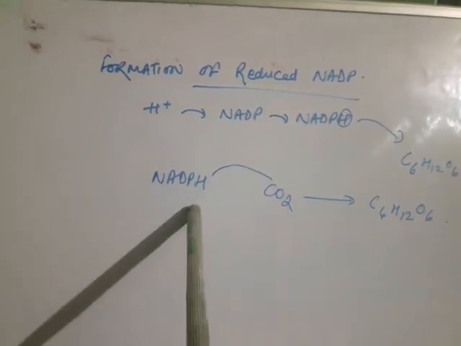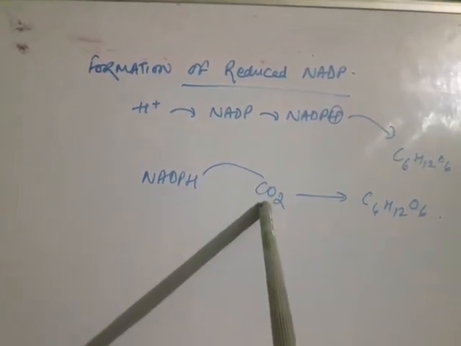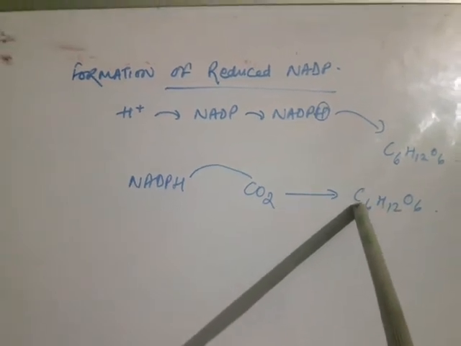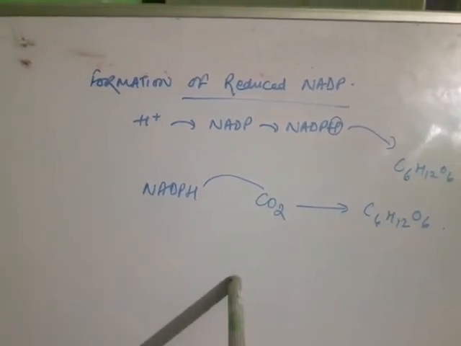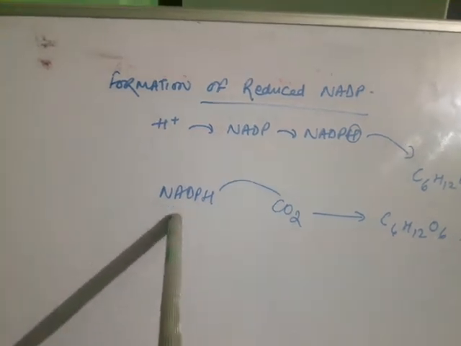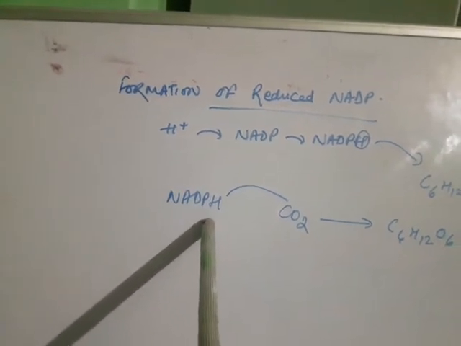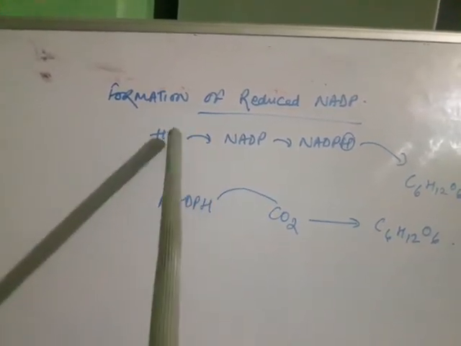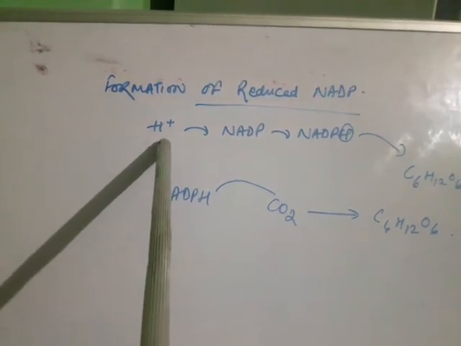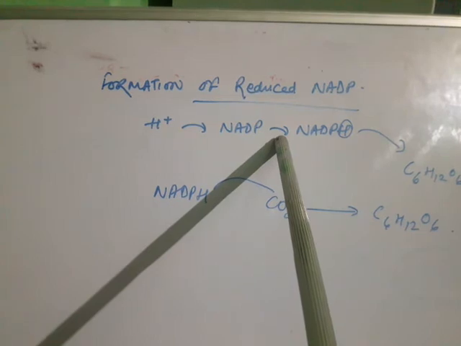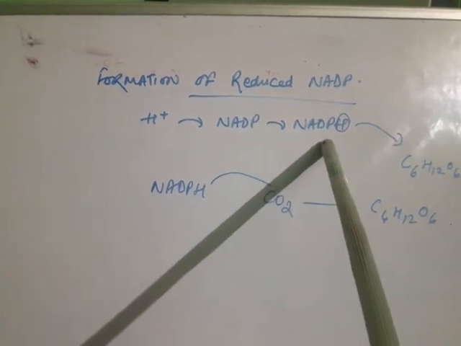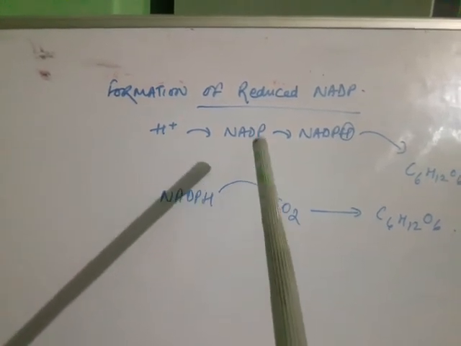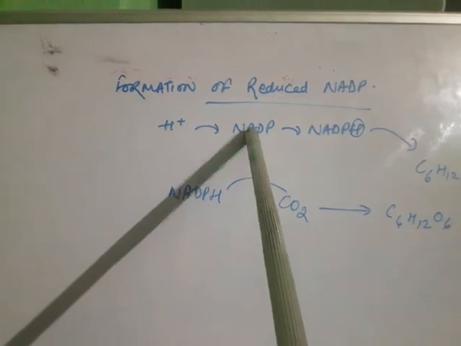Not only that, NADPH plays a role in reducing carbon dioxide. It helps carbon dioxide form the carbon and oxygen of glucose. Exactly. So they are called hydrogen acceptors. The hydrogen ions are utilized for the reduction of NADP to form NADPH, and NADP is called the hydrogen acceptor. It is also called the Hill reagent.